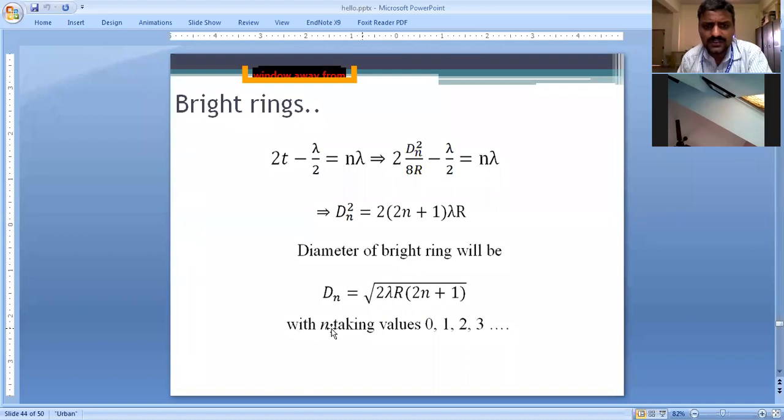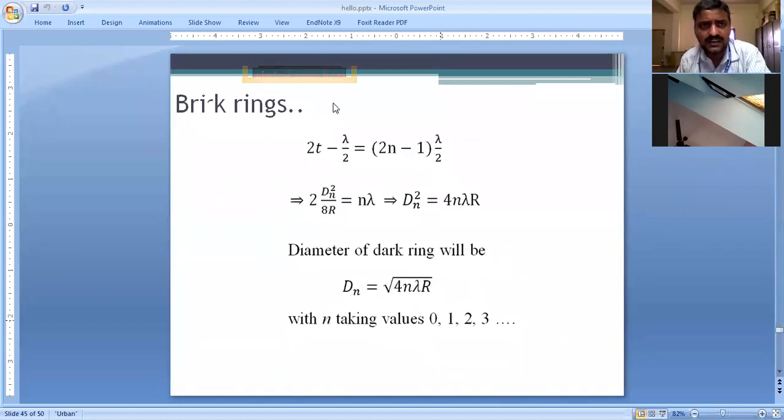Okay. So with n taking the value 0 here, and if you do it the other way, you will get n equal to 1, 2, 3. I'll move to the next slide. This is for dark ring.